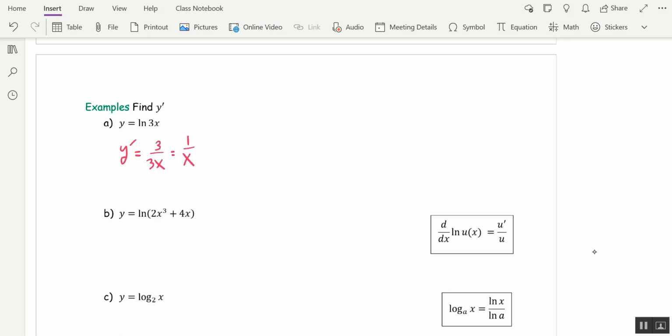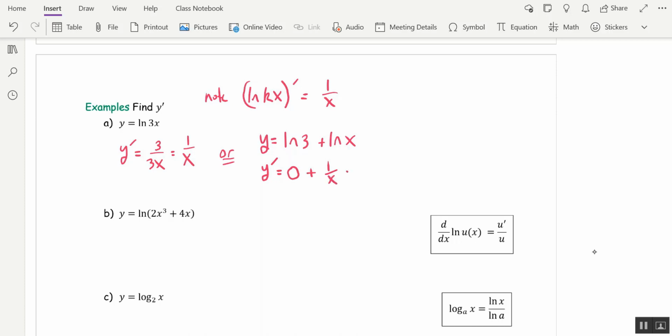That's 1 over x. Actually, note that the derivative of ln of any constant times x is 1 over x. The constant cancels out, just like the 3 did. There's another way to take this derivative, which you probably don't want to do. I'm just showing you out of curiosity. Simplify y first using properties of logarithms. y is ln 3 plus ln x. Now take the derivative. ln 3, that's a constant, so its derivative is 0, and the derivative of ln x is 1 over x. So you get the same answer.